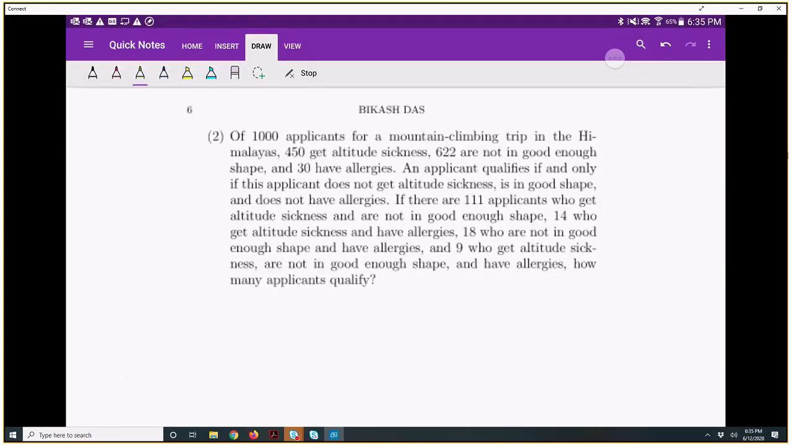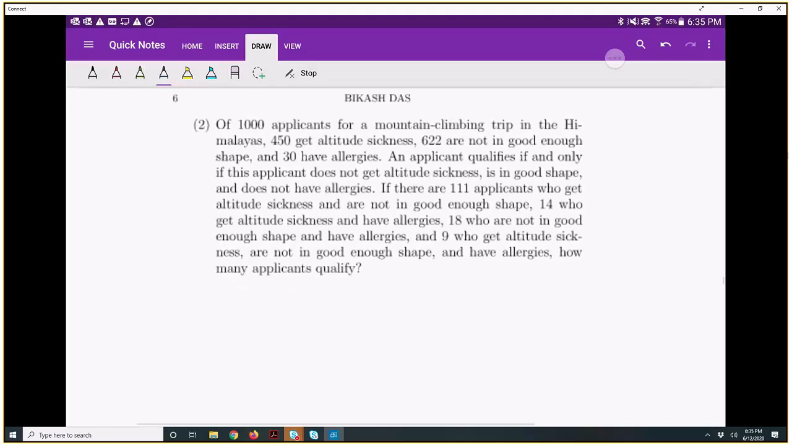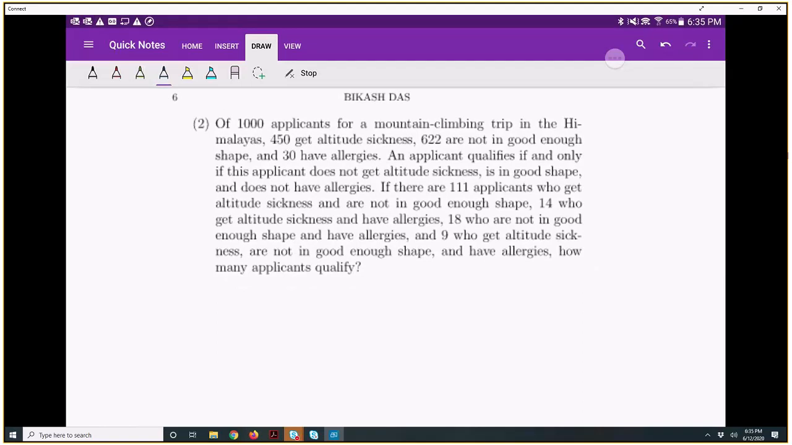Okay, the next example is probably a little bit simpler. This is more like what we were doing with our inclusion and exclusion when we were thinking about sets instead of properties, but we can translate this into an inclusion-exclusion question about properties. So first, there are 1,000 applicants for a mountain climbing trip in the Himalayas. 450 of the applicants get altitude sickness, 622 are not in good enough physical shape, and 30 have allergies.